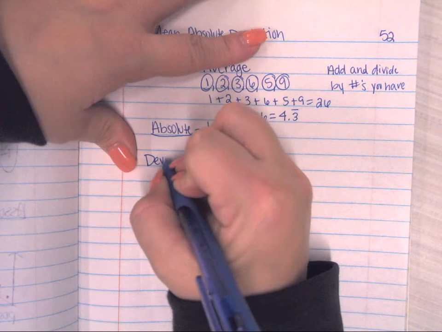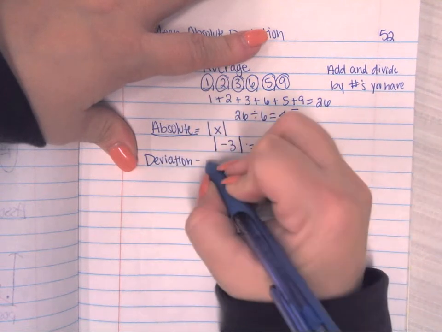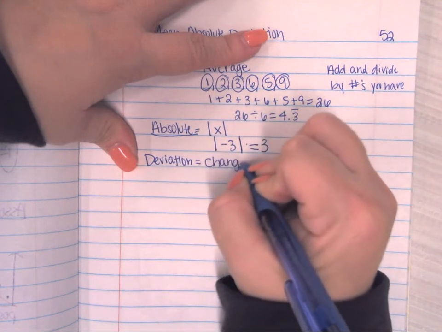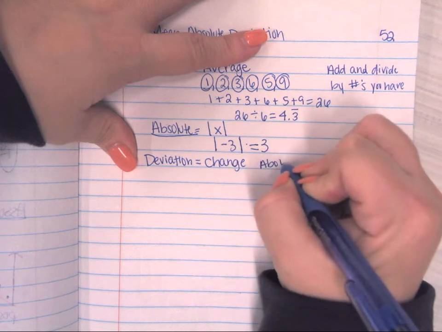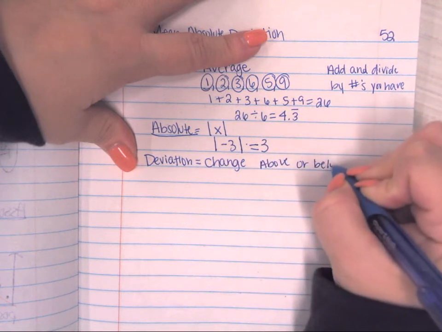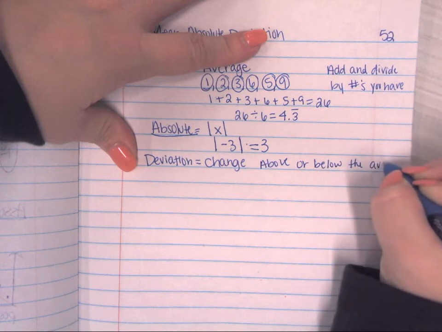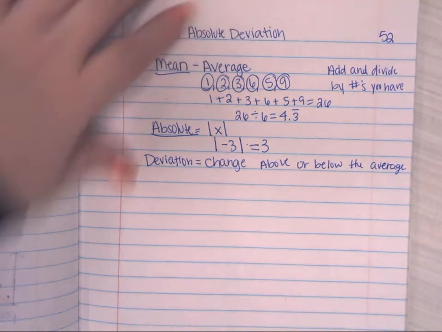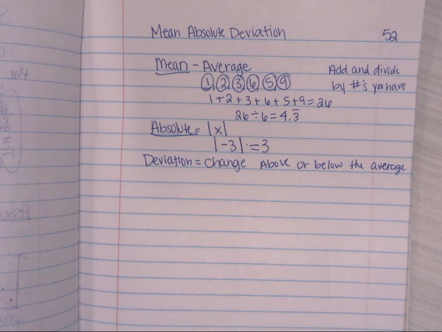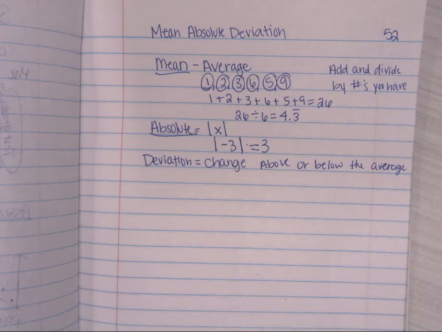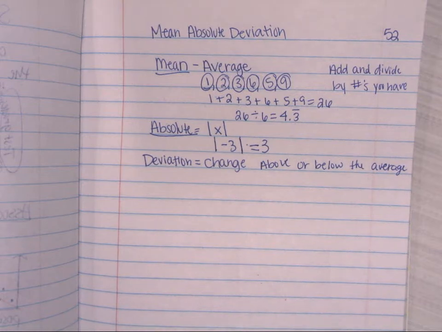And then deviation means the change above or below the average. Okay, it's how much it changes above or below the average. Okay, so I'm going to show you how to find the mean absolute deviation.